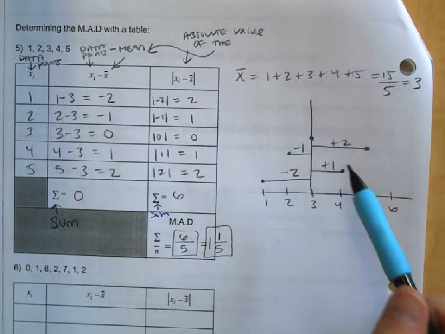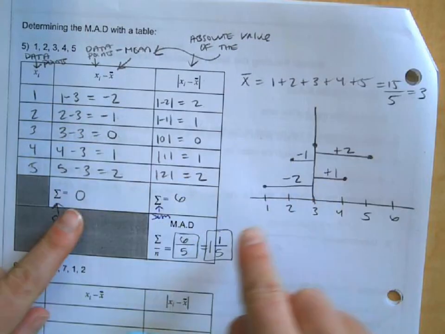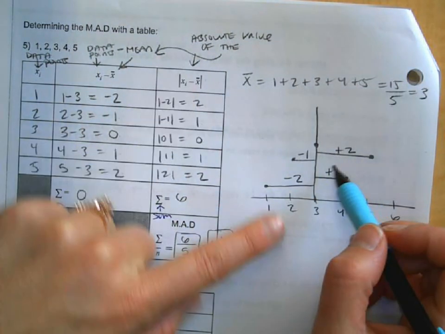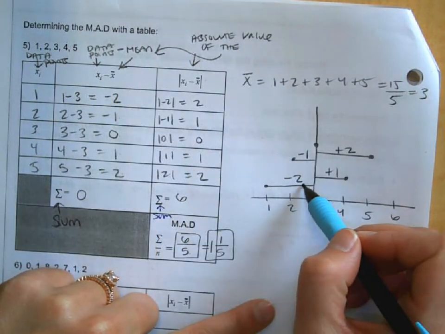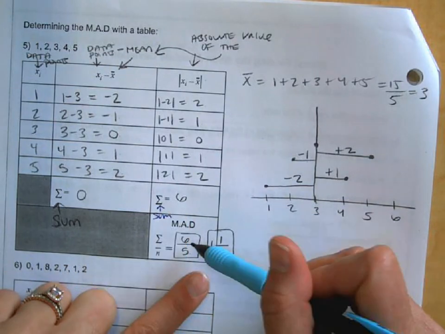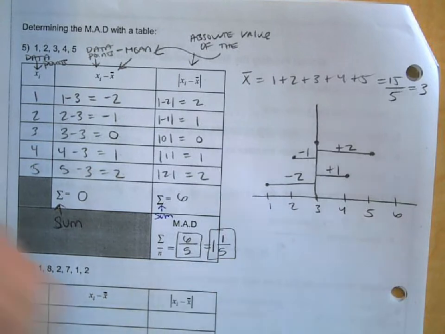Okay, and then remember when we were adding all these up, they end up canceling each other out. That's why it ended up being 0 here. They were even. When we're taking the absolute values, we added up 1 plus 2 plus 1 plus 2. That's what we ended up doing here. We took the absolute value and got 6 there. And then we just divided by the number of data points in our data set.